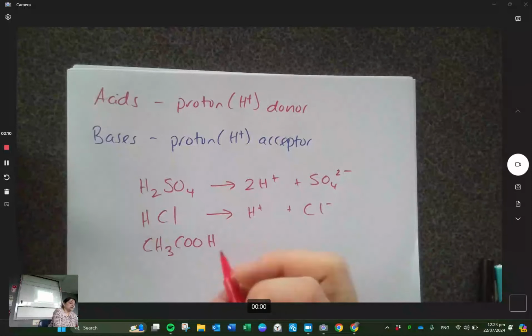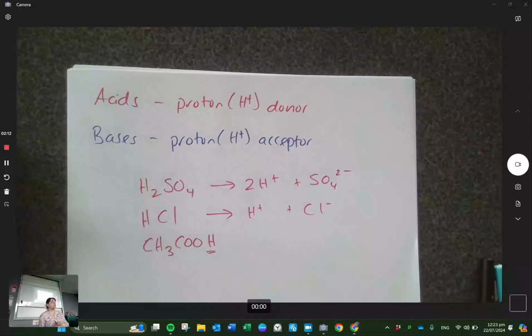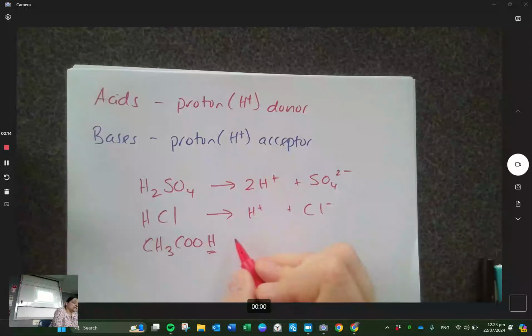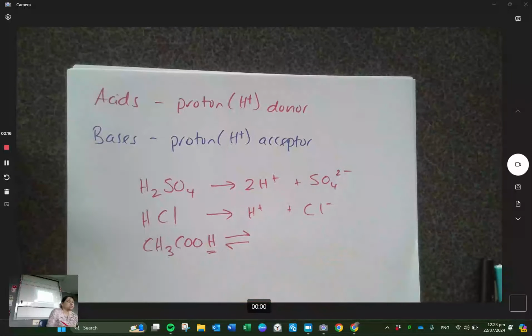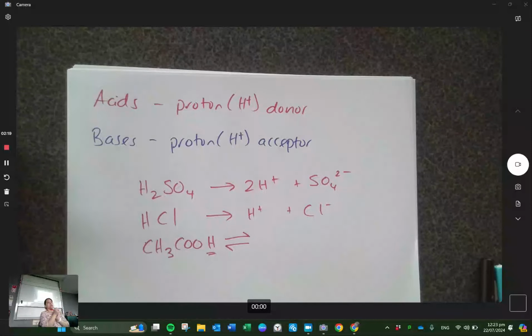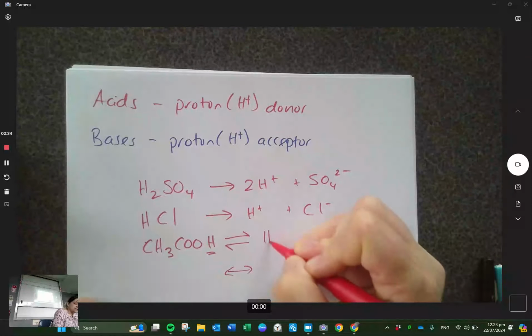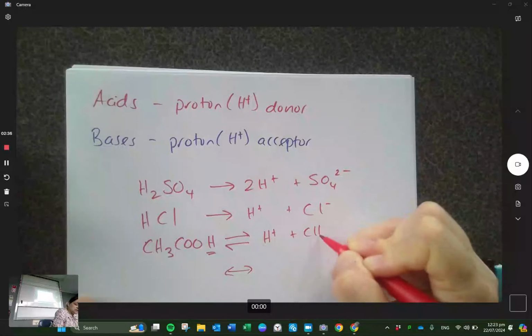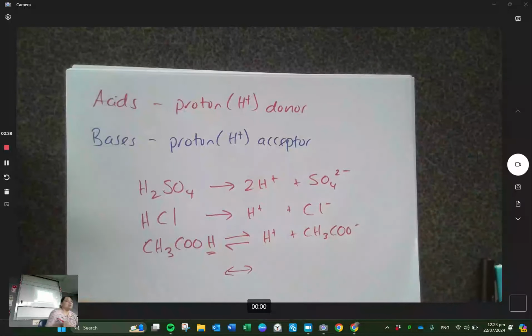It only releases this one on the end, because this is a carboxylic acid, and this is not going to fully dissociate. So we are going to do a reversible reaction. So we're going to do a double-sided arrow. You can either do it that way, or you can do it that way. That's also fine as well. But what we're trying to communicate is that this acid doesn't fully dissociate. Since it doesn't fully dissociate, it doesn't release 100% of its hydrogen ions. So it will release the hydrogen ion, but it may only release like 10% of the hydrogen ions that it can.